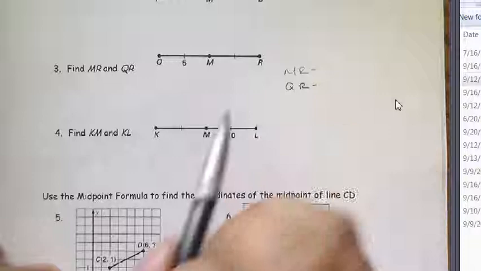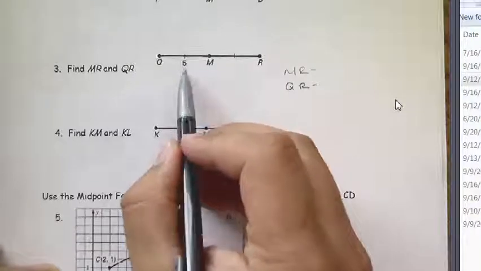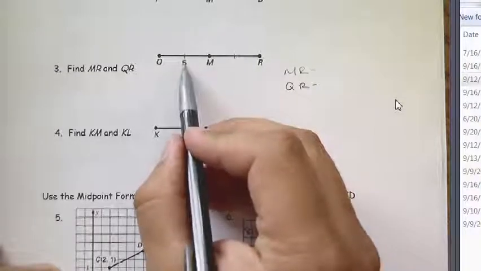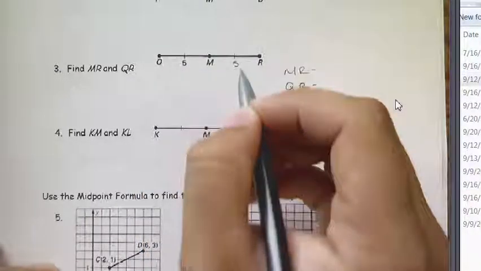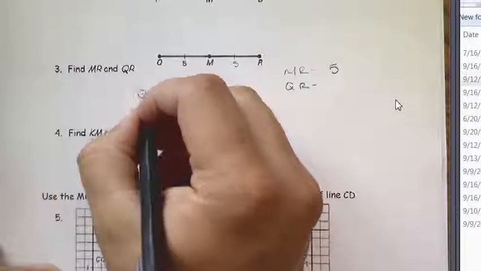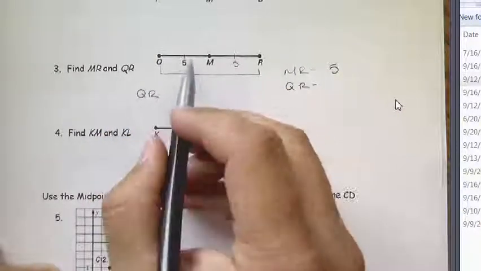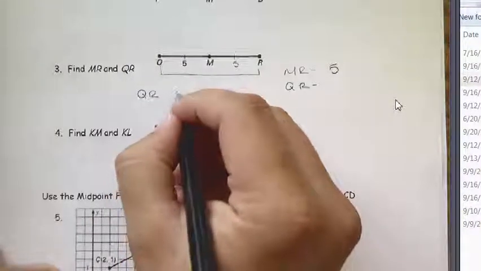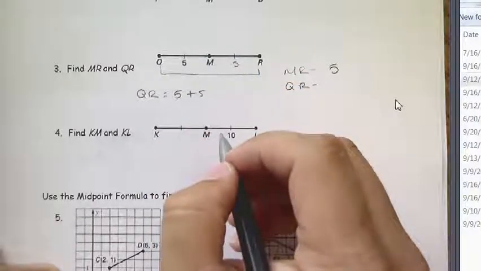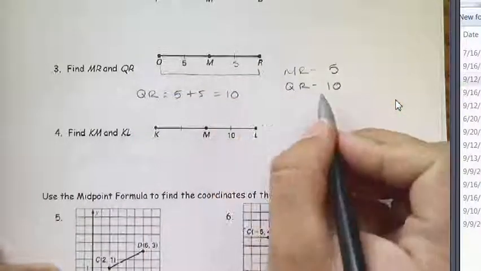First, we're given the length of Q to M, and that's 5. Remember, if M is our midpoint, the length Q to M is going to be the same as M to R. So I can see that M to R is going to be 5. Now for QR, we need to figure out this length. We take Q to M, which is 5, and M to R, which is 5, and we add those together. 5 plus 5 equals 10. My length from Q to R is going to be 10.